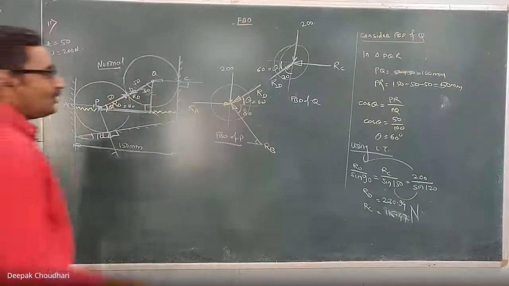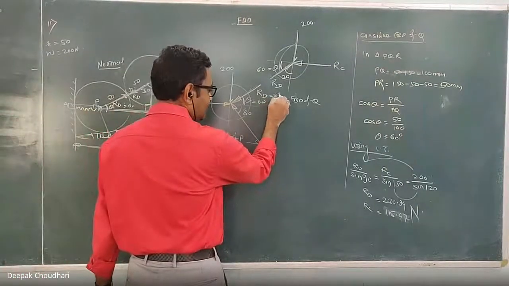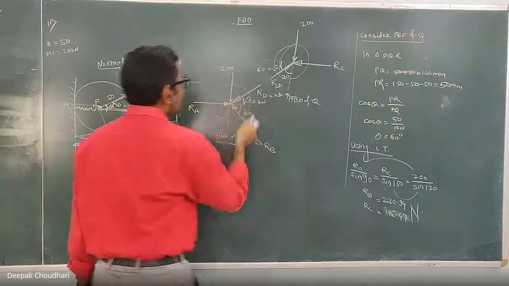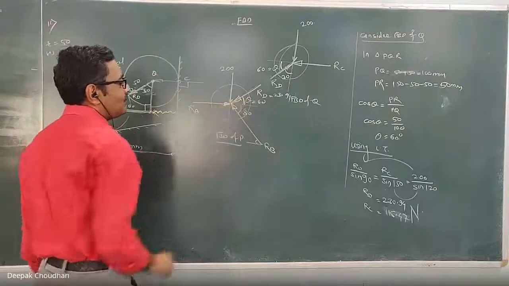Okay. Now use that RD here. It is 230.94. Now apply the condition of equilibrium for this P.